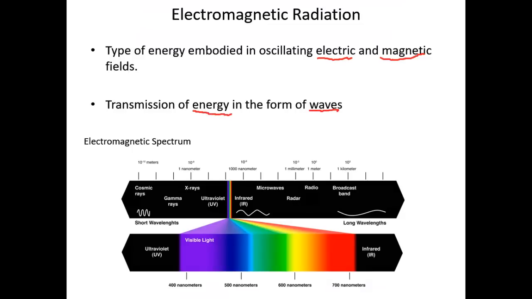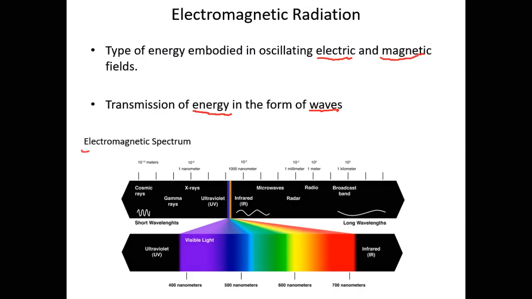And we'll talk about what some wave properties are in just a moment. But the electromagnetic spectrum is a very broad spectrum of energy. On one end of the electromagnetic spectrum, you have very short wavelengths. On the other end, you have very long wavelengths. So in between, you have all these different sorts of electromagnetic radiation.